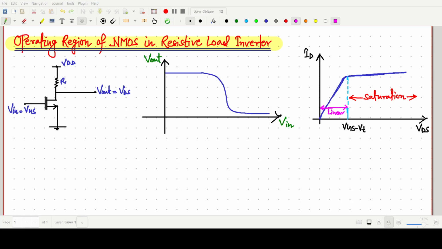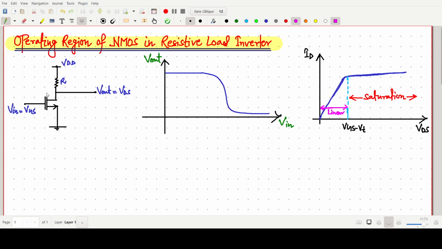Welcome everyone. In this video lecture, we will discuss a very interesting topic, that is the operating region of NMOS in a resistive load inverter. So this is not a CMOS inverter. This is basically what we call an NMOS resistive load inverter, an inverter which is based on an NMOS and a load which is a resistance.